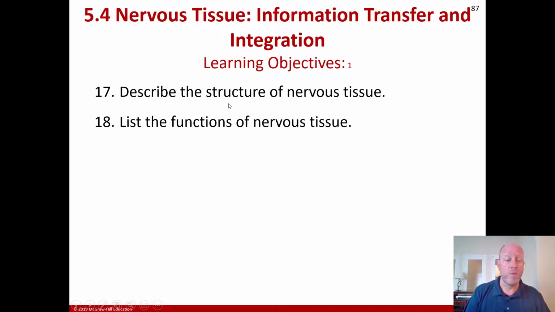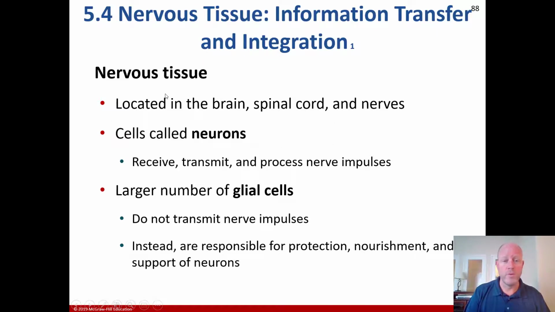Now for section 5.4, the nervous system. Describe the structure of nervous tissue, list the functions of nervous tissue. Nervous tissue is located in the brain, the spinal cord, and the nerves. Cells are called neurons. They receive, they transmit, and they process nerve impulses. There is a larger number of glial cells than there are neurons. They don't transmit nerve impulses. Instead, they're responsible for protection, nourishment, and support of neurons.